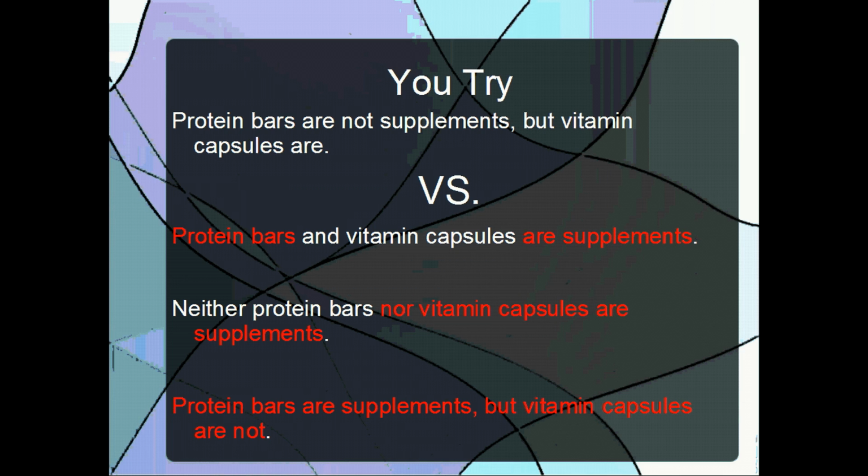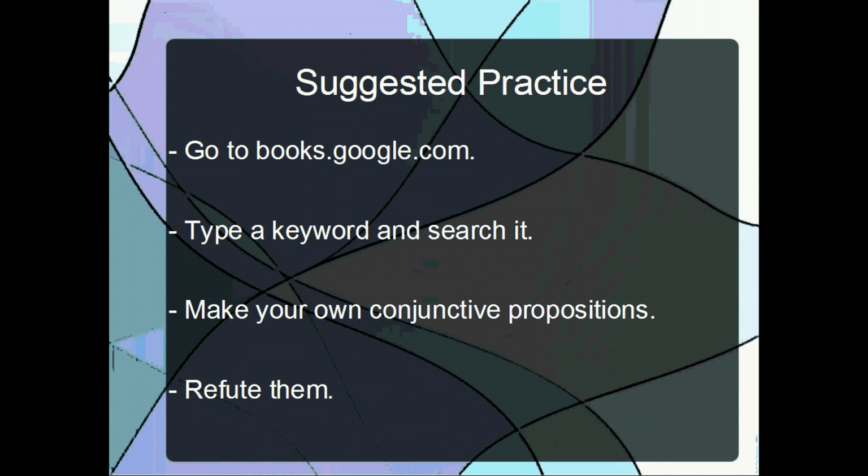Then lastly, you have the third counter conjunctive proposition. Protein bars are supplements is a negation of me saying protein bars are not supplements, and but vitamin capsules are not is a negation of me saying but vitamin capsules are supplements. Okay. Now, if you would like some extended practice, here's an idea for you.